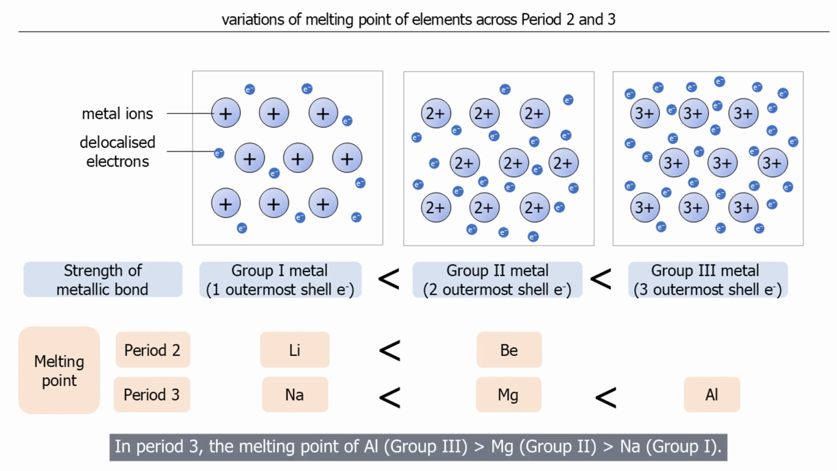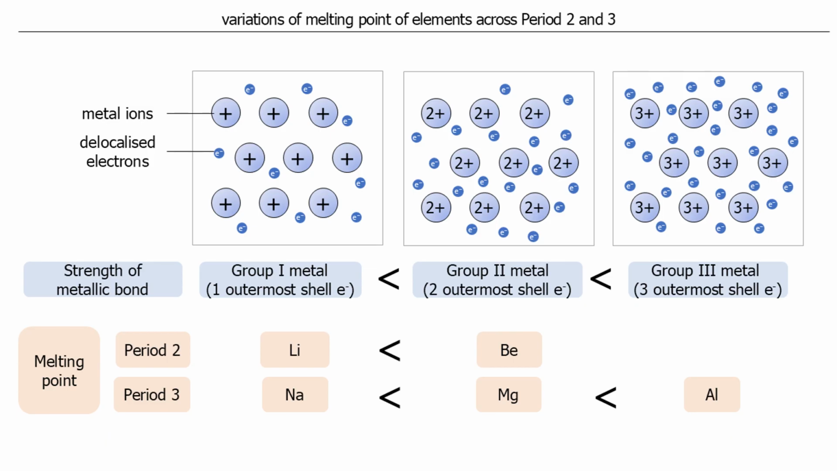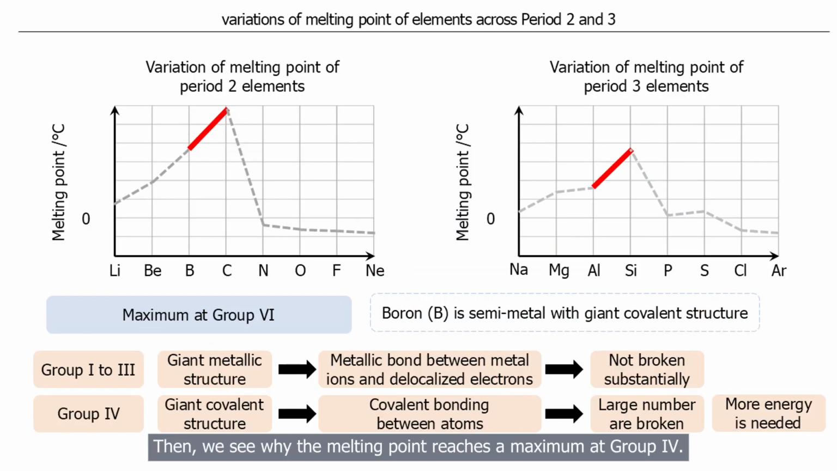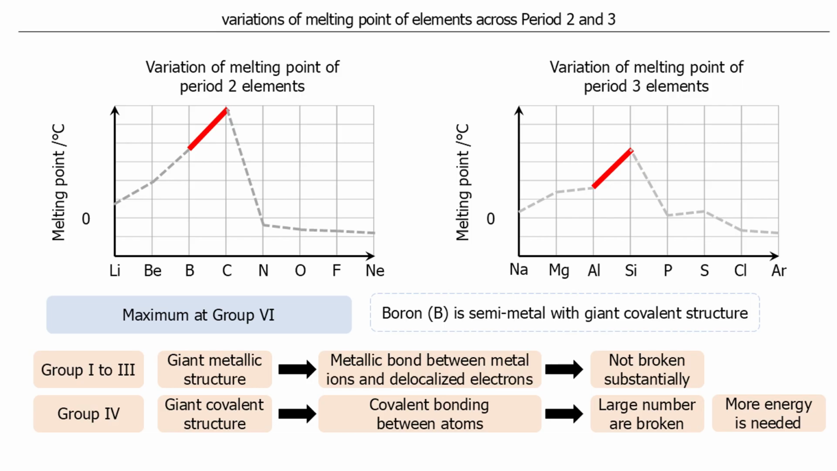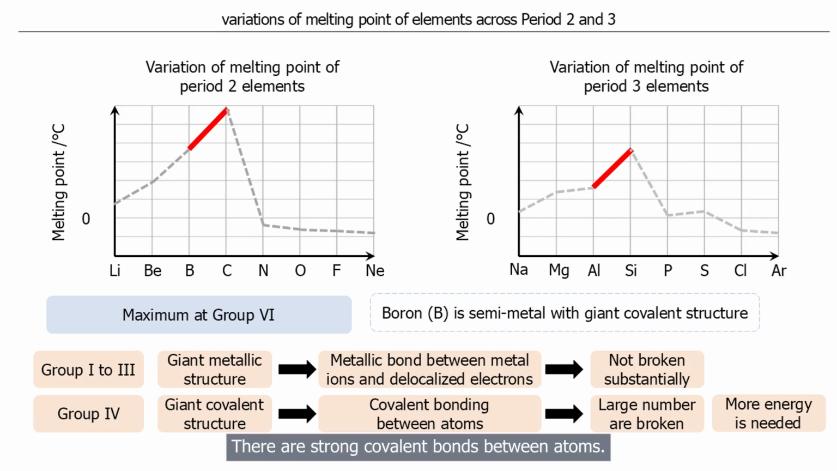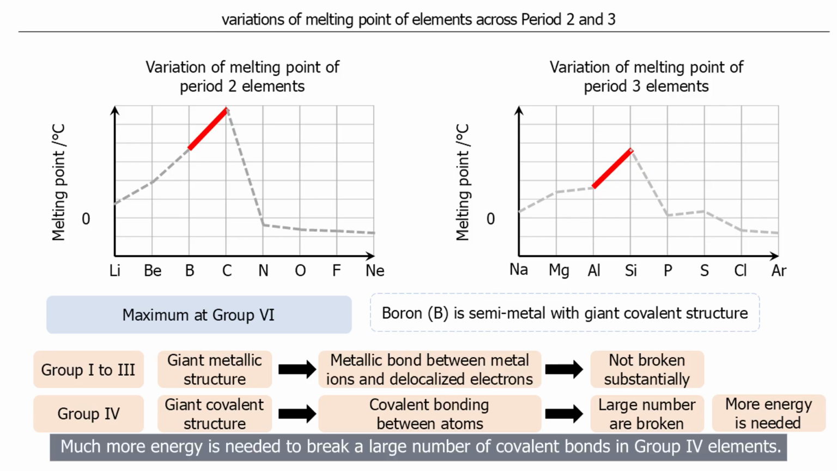In period 3, the melting point of aluminum is higher than that of magnesium, which is higher than that of sodium. Then, we see why the melting point reaches a maximum at group 4. Group 4 elements, carbon and silicon, have giant covalent structures. There are strong covalent bonds between atoms. Much more energy is needed to break a large number of covalent bonds in group 4 elements.